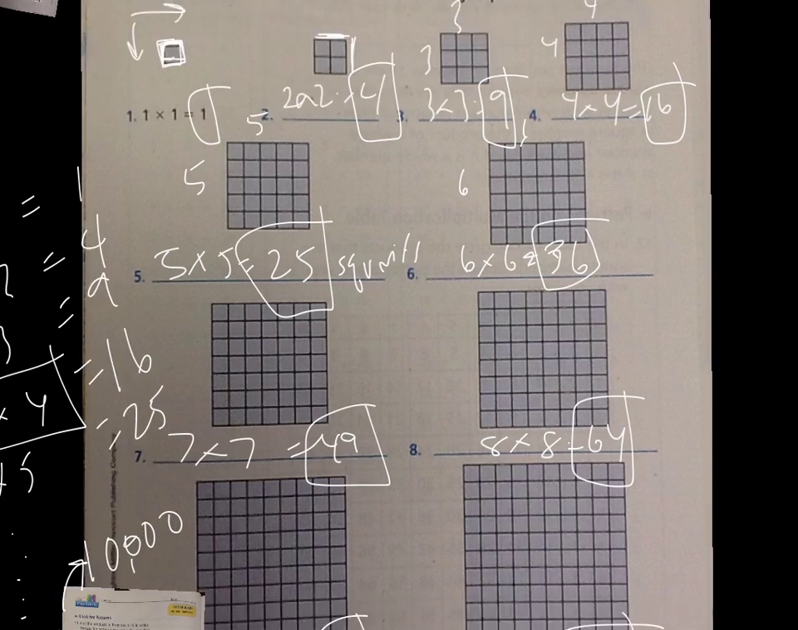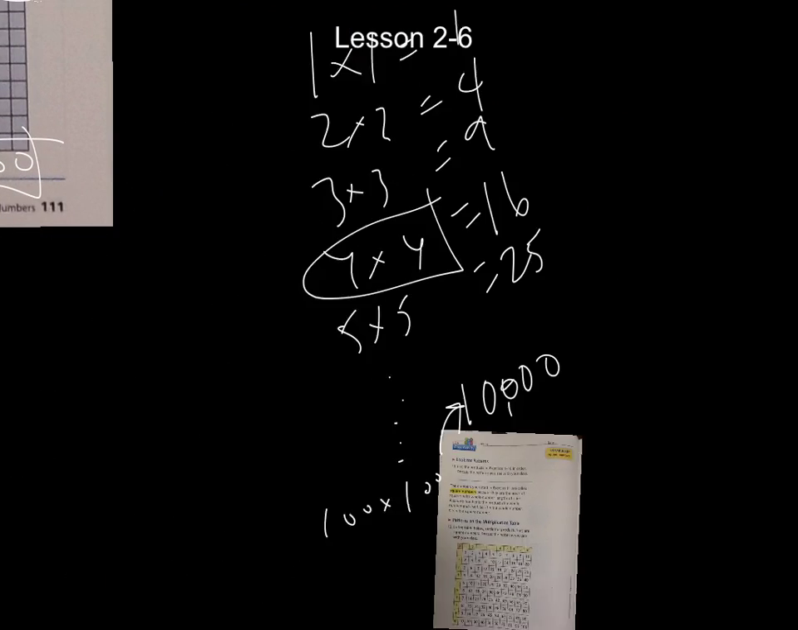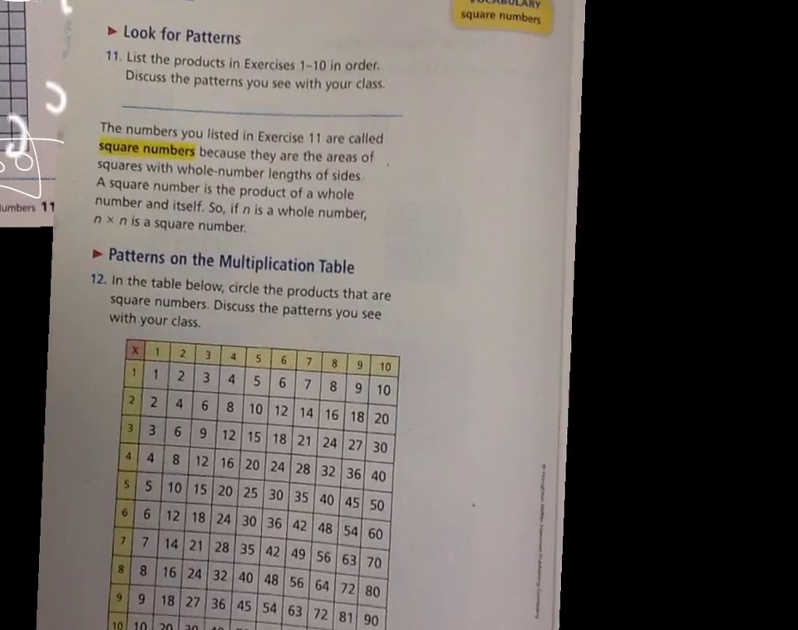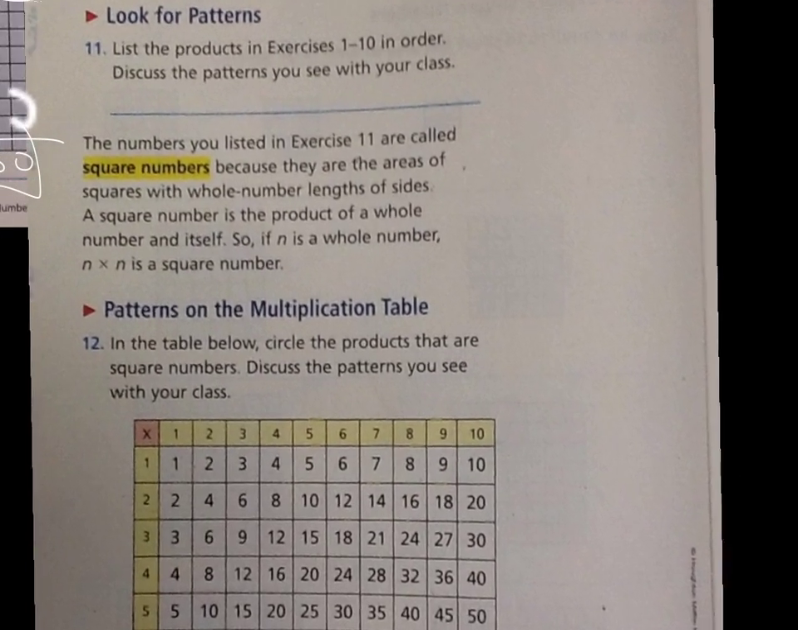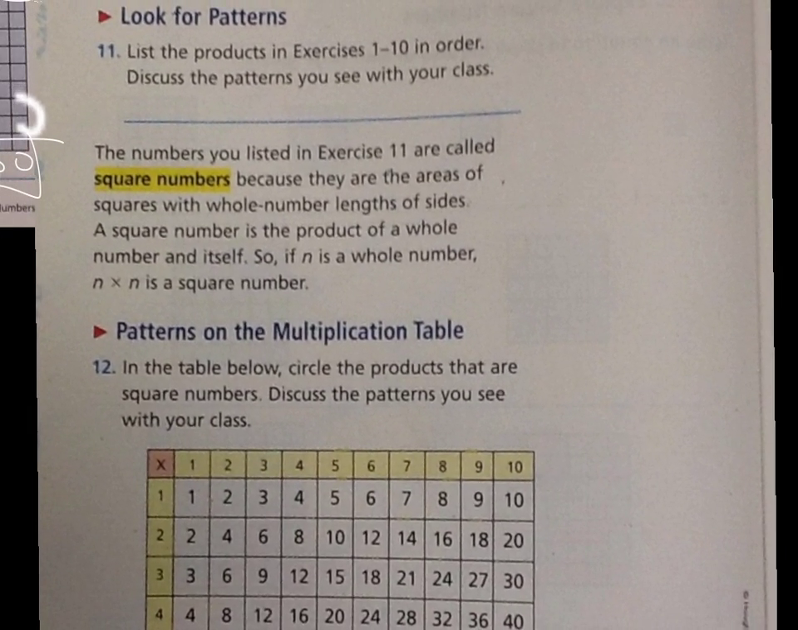So, on the next page, now I have to find it because I accidentally tied it in with the other one. It says list the products in the exercise 1 through 10 in order. Discuss the patterns you see with your class. Well, I'm just going to do it for you. The products in order are 1, 2, 3, 4. Whoops, I'm sorry, I did it completely wrong.